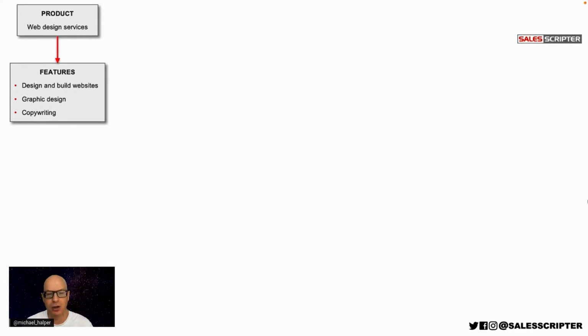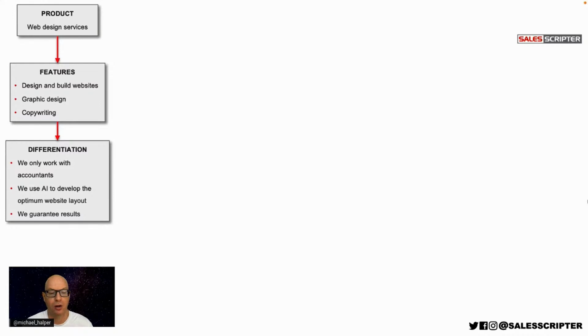When you think about the features, try to picture what you sell being a box. So the product or service that you sell is a box. What's in the box? So what is included? What does the customer get? What do you do for the customer? And for example, here with web design services, we design and build websites. We do graphic design, copywriting. We could go on and include other things there.